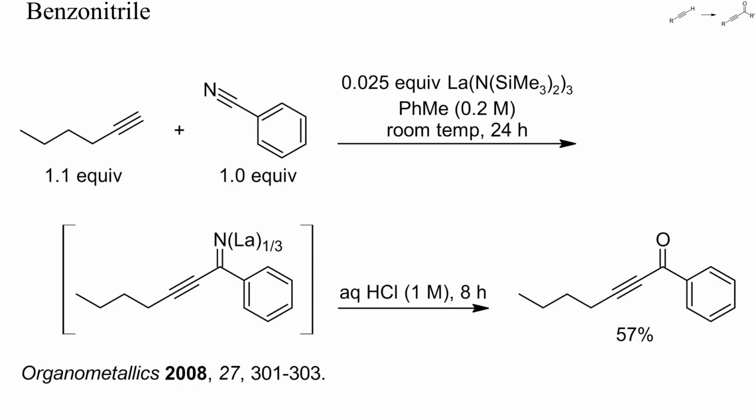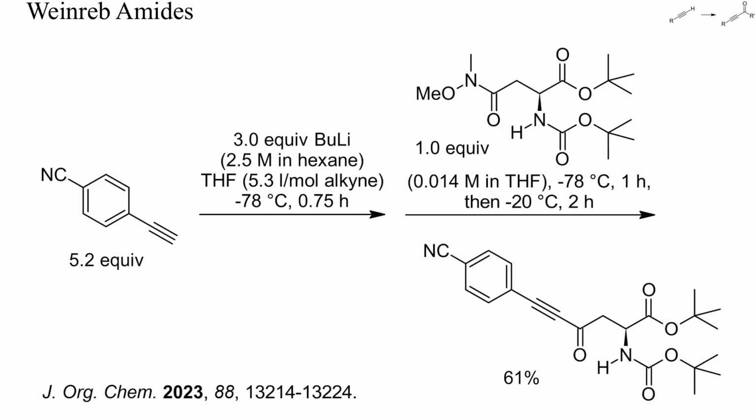One convenient strategy for preparing ketones is the addition of carbon nucleophiles to nitriles. In this example, catalytic amounts of a lanthanum silyl amide brought about the acylation of 1-hexyne with benzonitrile at room temperature. Similarly reactive as nitriles are Weinreb amides.